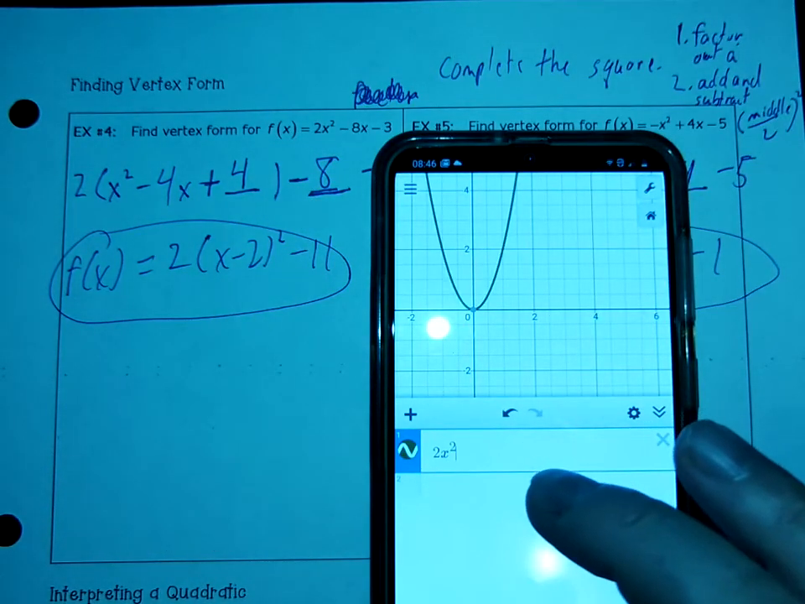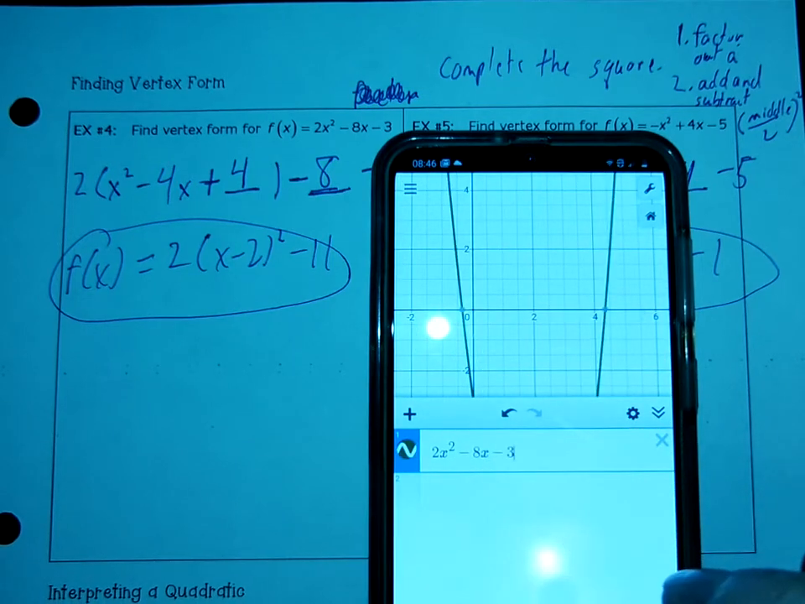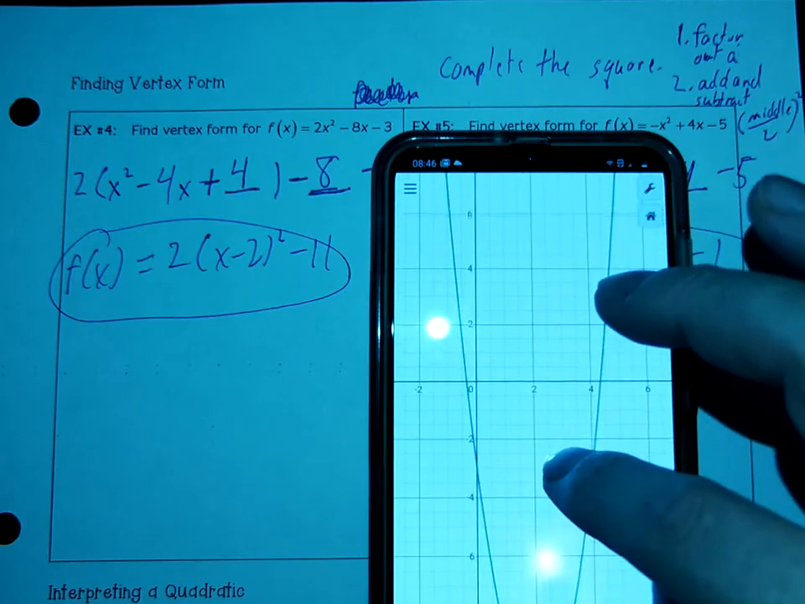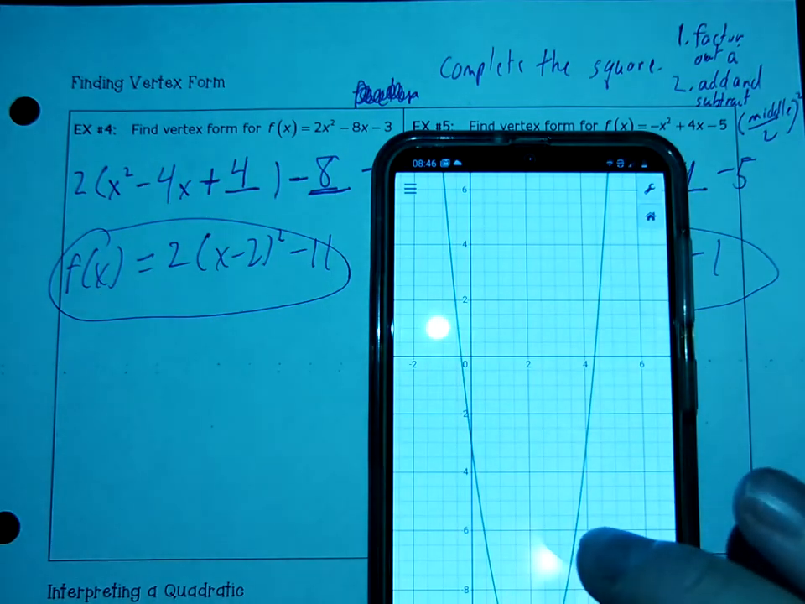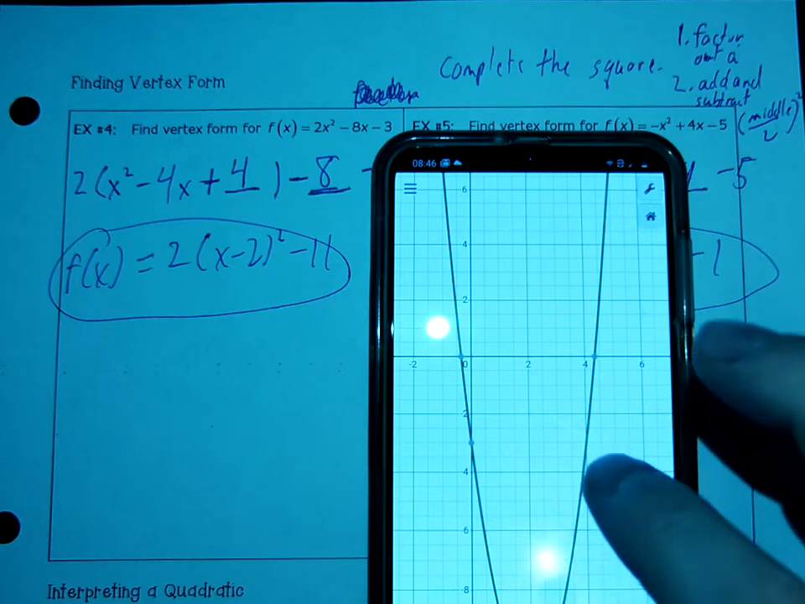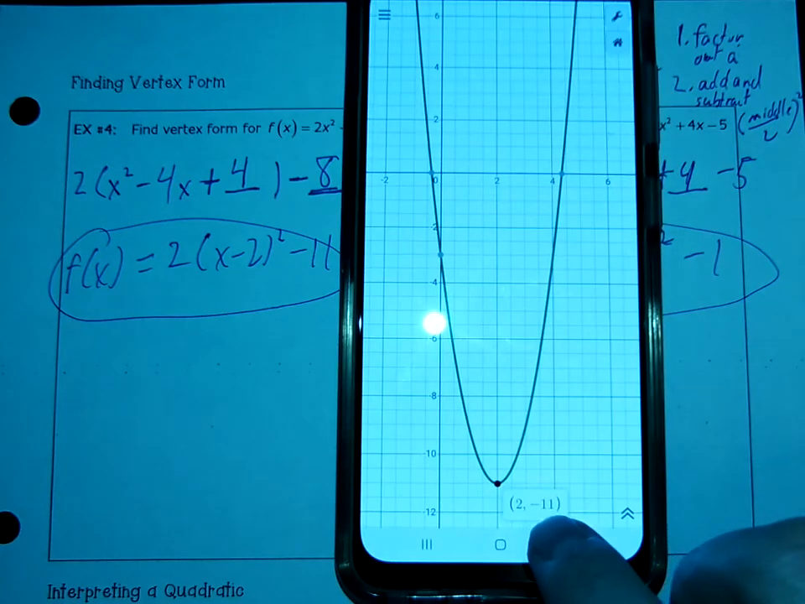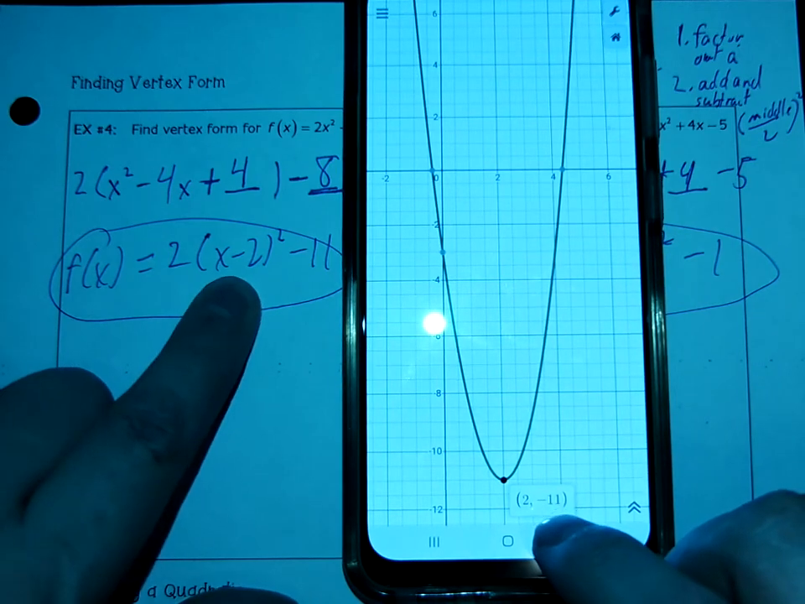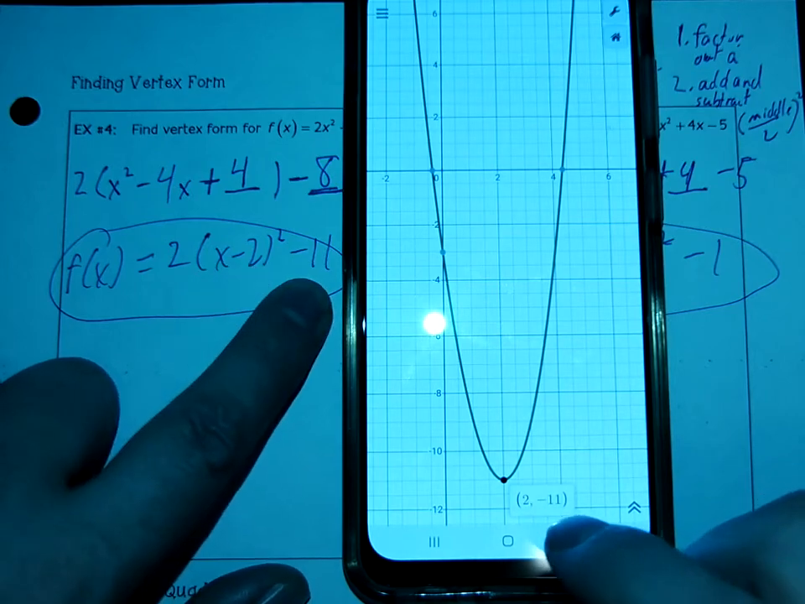2x squared minus 8x minus 3. So graph it. What am I looking for here? Specifically, what does it ask? The vertex. So find the vertex. What's the vertex? Again, you find it by tapping on it. 2, negative 11 is the vertex. You can write the equation of this parabola, so 2, negative 11. And again, its x value is always opposite. We talked about that last class. So here is the vertex, and then what goes in front?